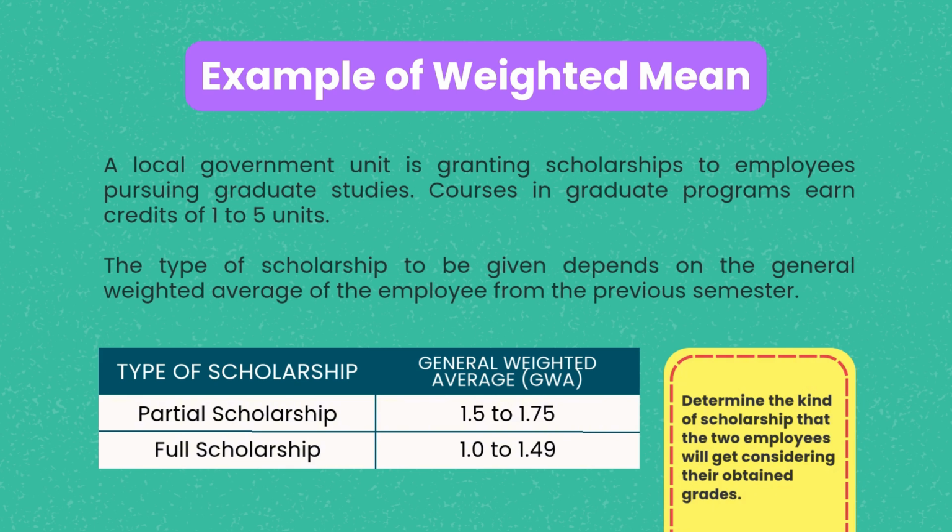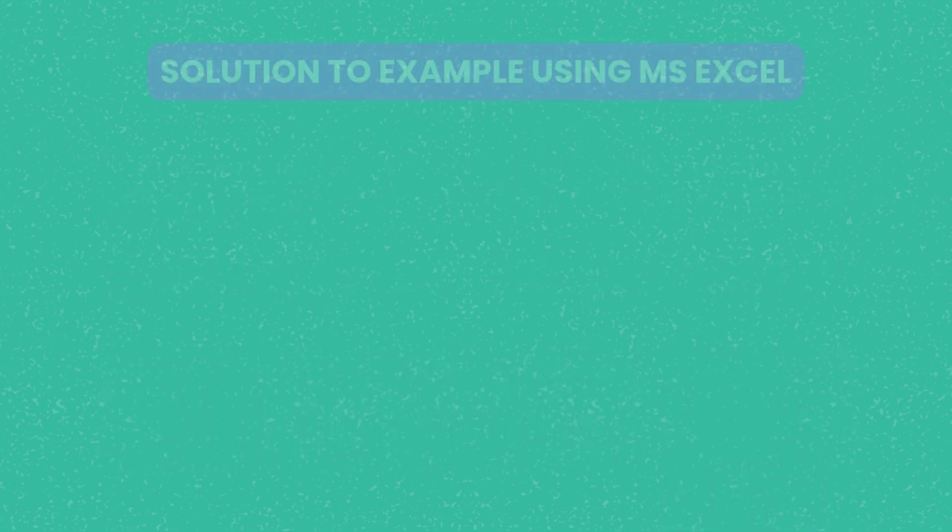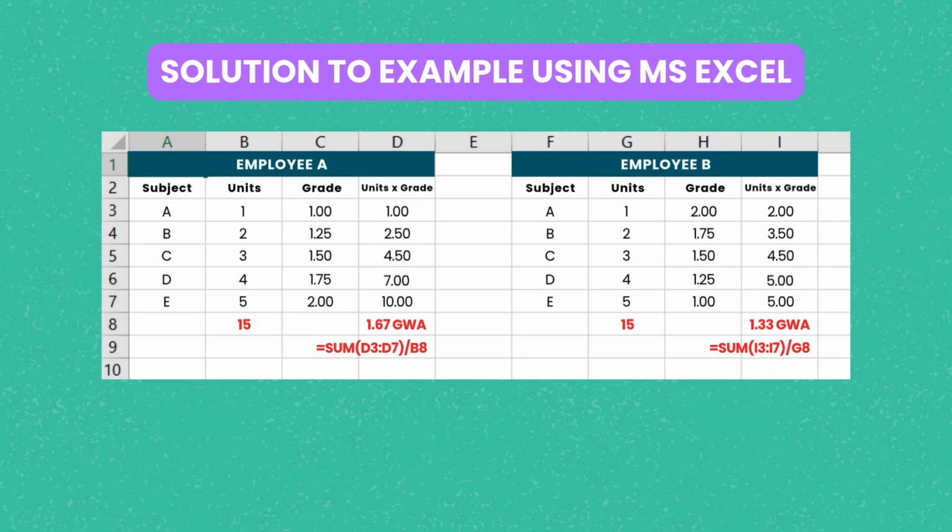in the past semester. To compute for the weighted mean, we will multiply each grade by its corresponding unit or weight. And then we will divide by the total number of units or weight. And we will do that for both of them. Given the computed general weighted average, what would be the scholarship that the two employees will get?